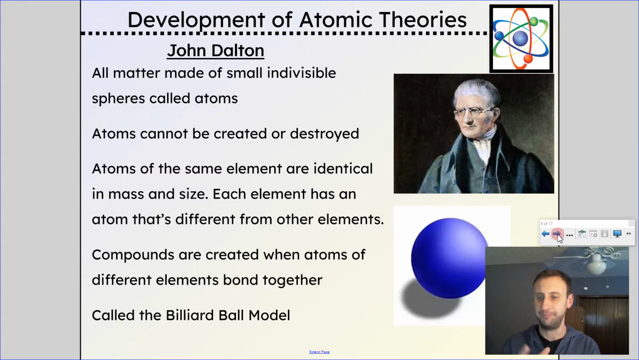So if you look at all atoms from an element, he thought that they were completely identical. We're going to find out later on that that's not perfectly true. And that atoms from one element are different than atoms from another element. That is completely true. And he had in his notebook all these different pictures of like different symbols that he called the different elements. And he said that compounds are created when atoms of different elements bond together. That sounds great. And this is called the billiard ball model.